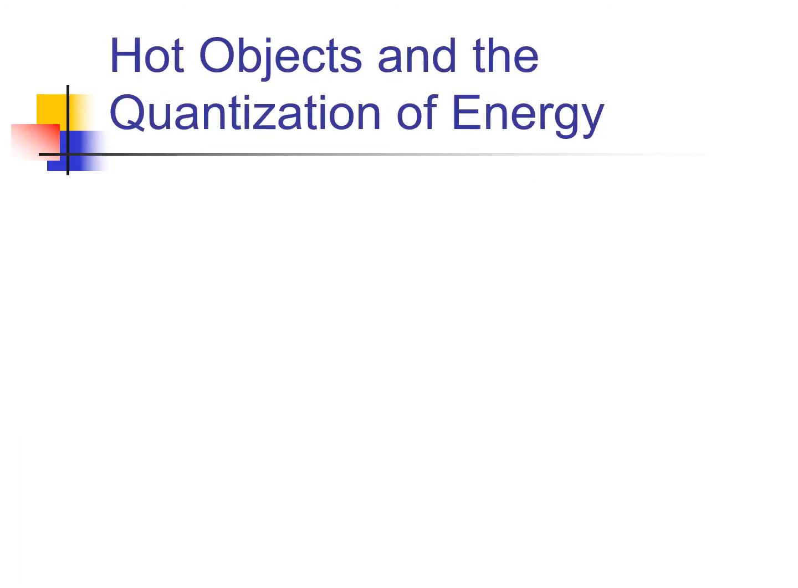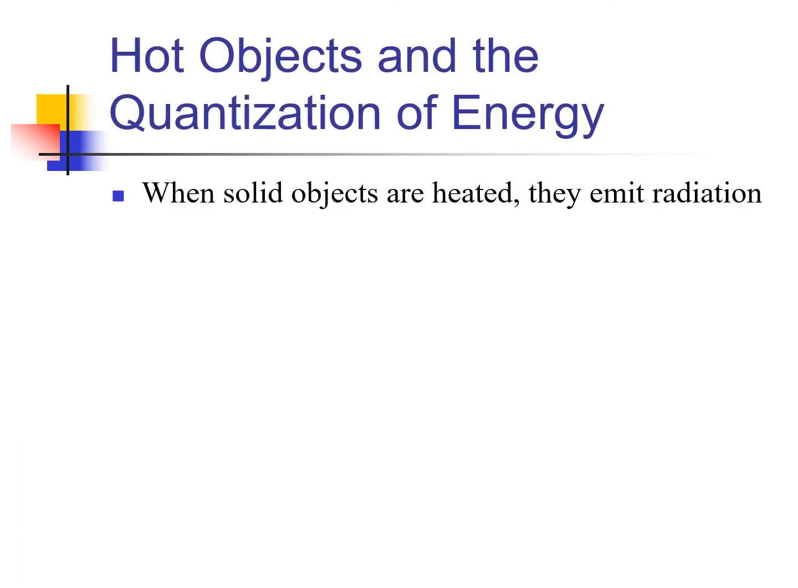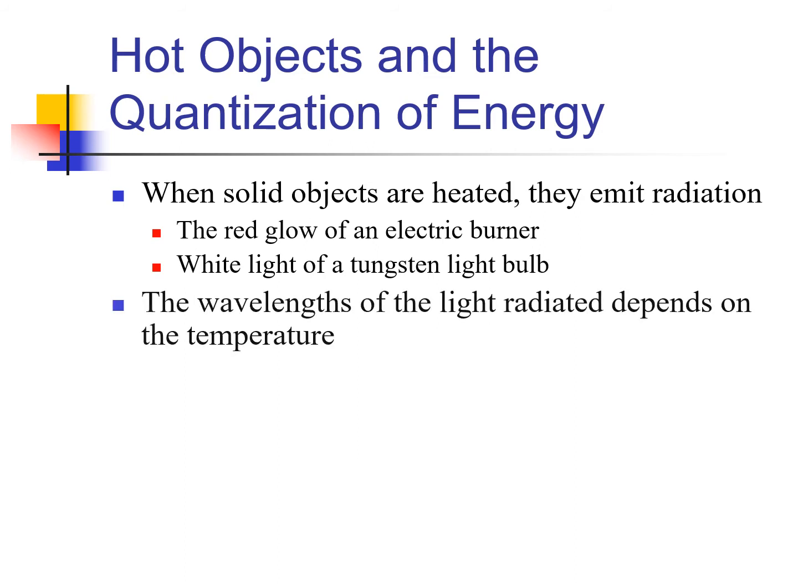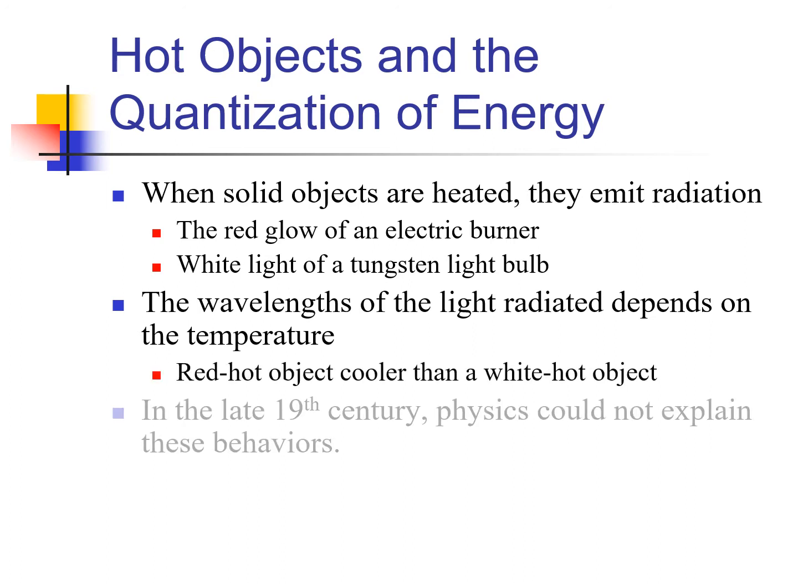So, hot objects and the quantization of energy, or black body radiation. Now, when solid objects are heated, they emit radiation. Oftentimes, they glow. They give off visible light. Think about an electric stove, or a piece of iron or steel that's been put in a forge. It glows. It's heated. It emits radiation. Now, what we know is that the wavelength of light radiated depends upon the temperature. A red-hot object is cooler than a white-hot object.